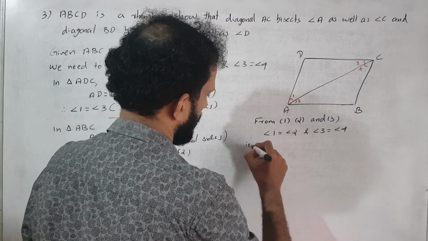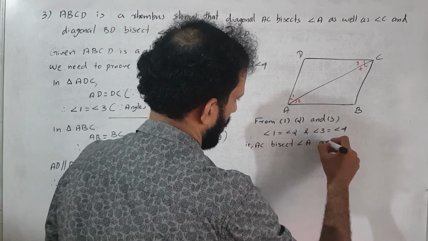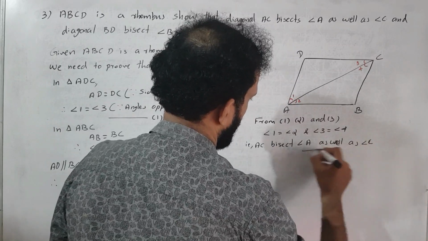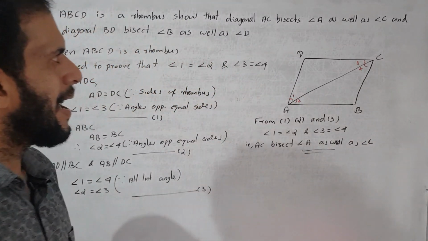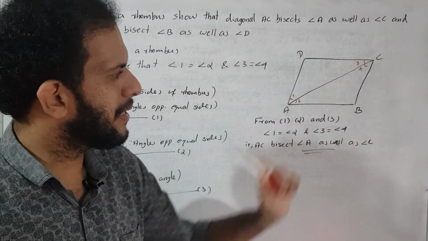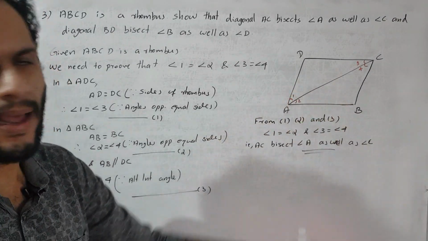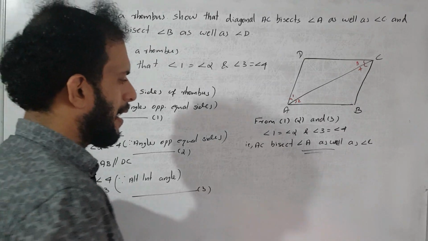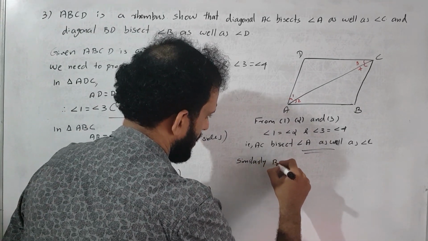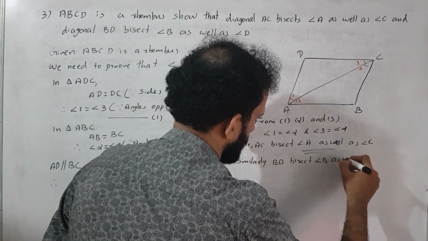Okay, that is, AC bisects angle A as well as angle C. Okay, similarly if we draw the diagonal BD, then it is possible to prove BD bisects angle D and angle B. We are not proving it, we write directly. Similarly, BD bisects angle B as well as D.